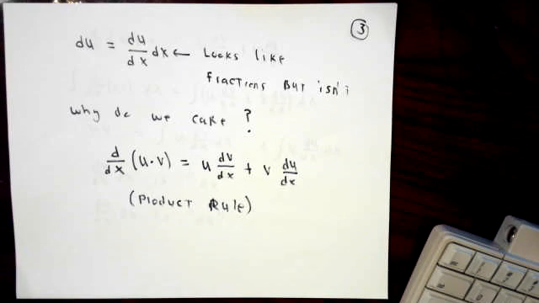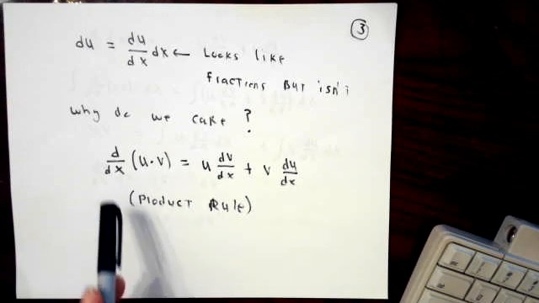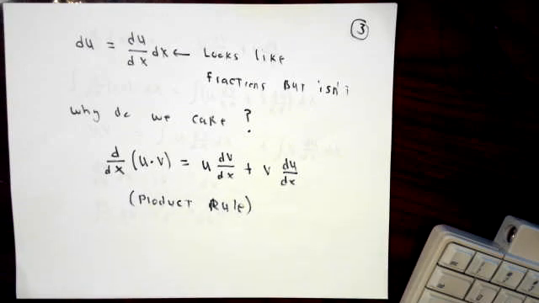Why would a person do this? This is the product rule. Suppose that you had two functions, u and v, that depend on x. You multiply them together so you get a new function that depends on x. The derivative of that new function is figured using the product rule. You take one of the functions and multiply it by the derivative of the other one. Then you take the other function and multiply it by the derivative of the first one and add them up. So you should be familiar with this. This is just the product rule.